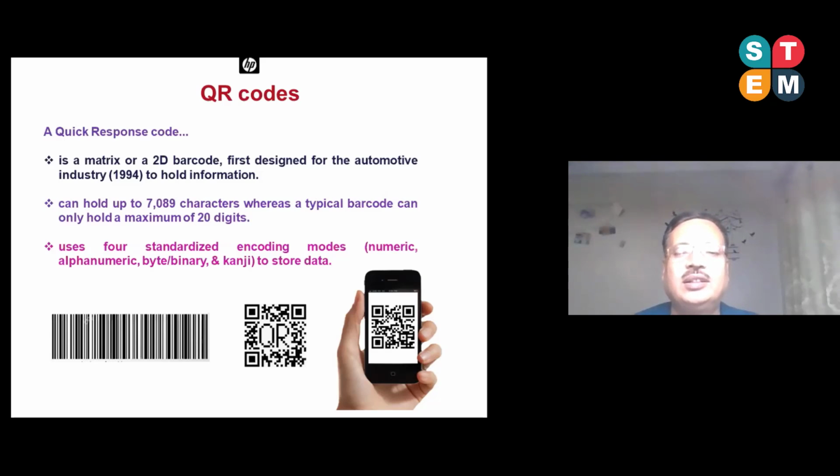This is basically a binary function, so it resists lots of noise. This is a very good feature that we can combine in optical cryptography, and this is what we have done here. There are 4 standardized encoding modes for the QR code. They are called numeric, alphanumeric, byte/binary, and kanji, because it was developed by Japanese scientists, so this name is there.